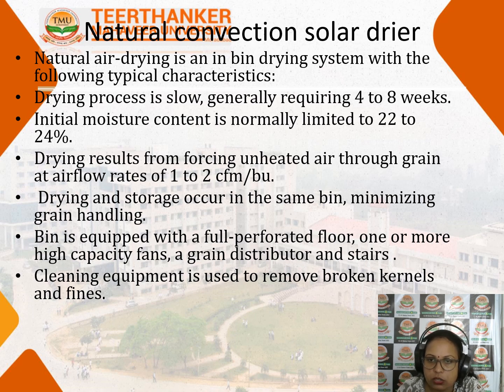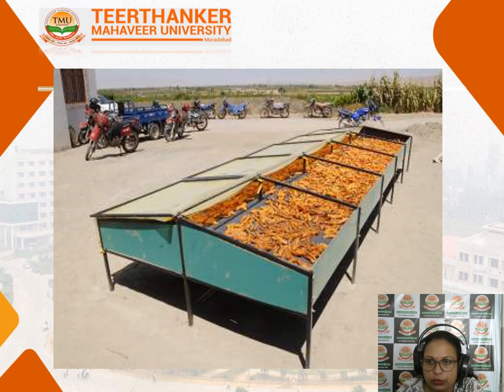Now this bin is also equipped with a perforated floor, or two or more high capacity fans are fitted inside this natural convection solar dryer. A grain distributor and sprayers are there. The cleaning equipment is used to remove the broken kernels and the fines. If there are any broken kernels or fine materials, they can be removed with the help of cleaning equipment. This is how the natural convection solar dryer looks like.